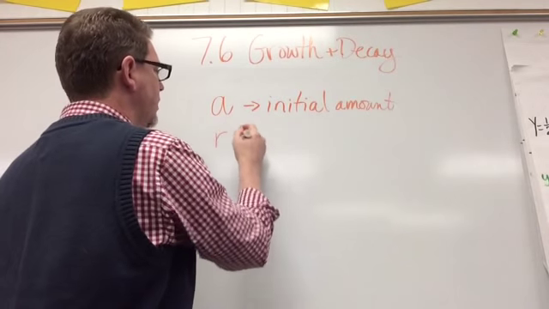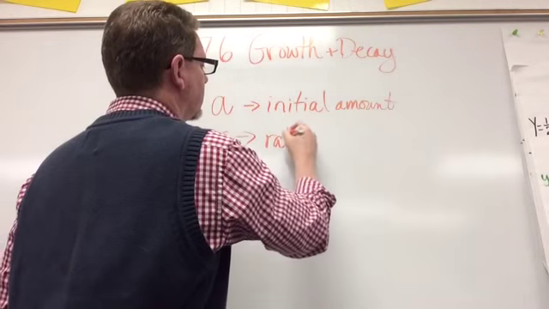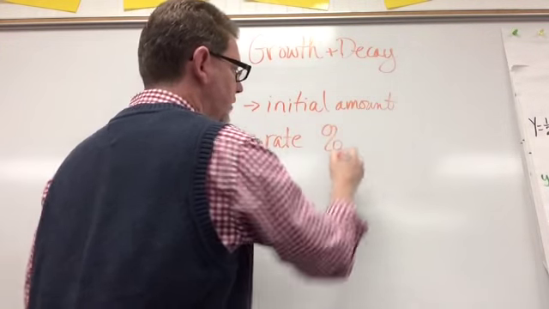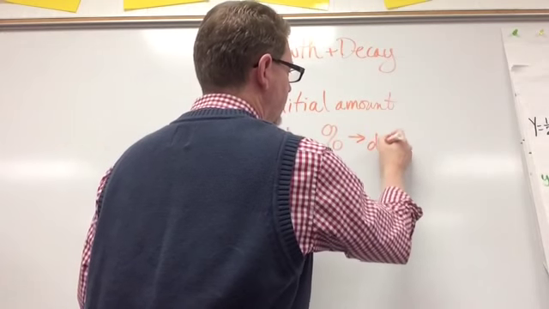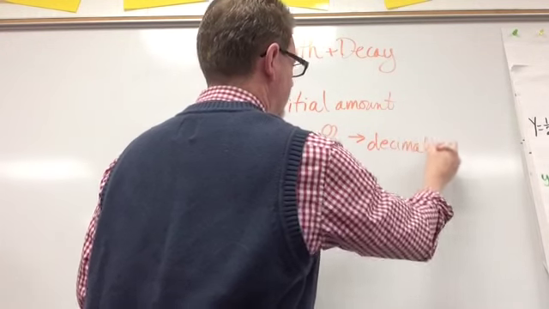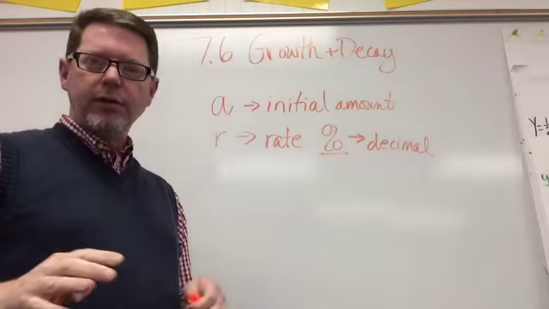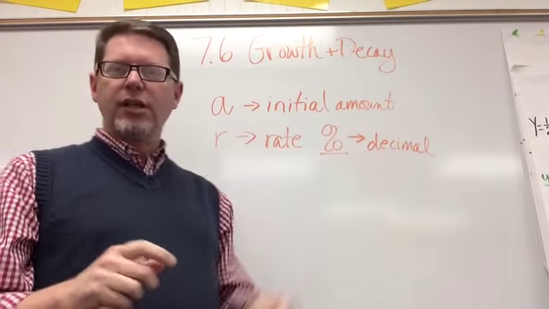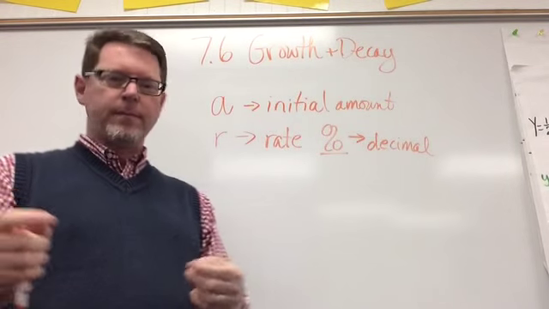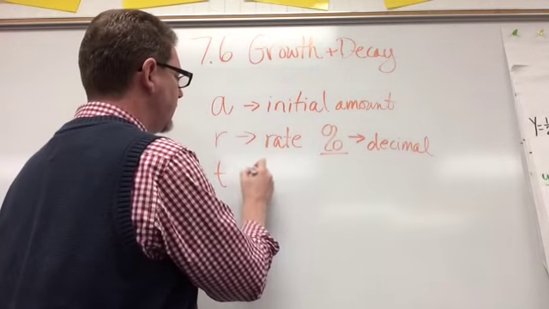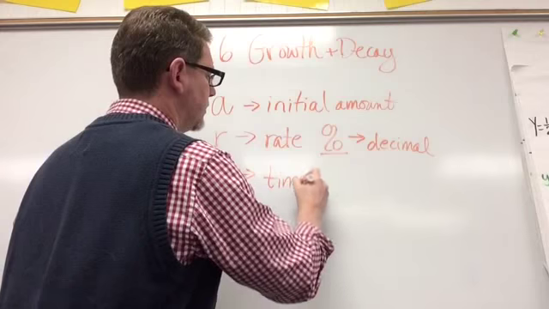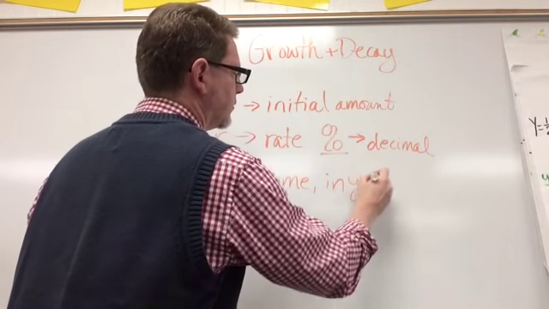And then R is going to be the rate, which is always going to be given to me as a percent that I have to change to a decimal. Okay? The rate is always going to be given to me as a percent, and I have to change that to a decimal before I can plug it in. And then we have T, and T is time in years.